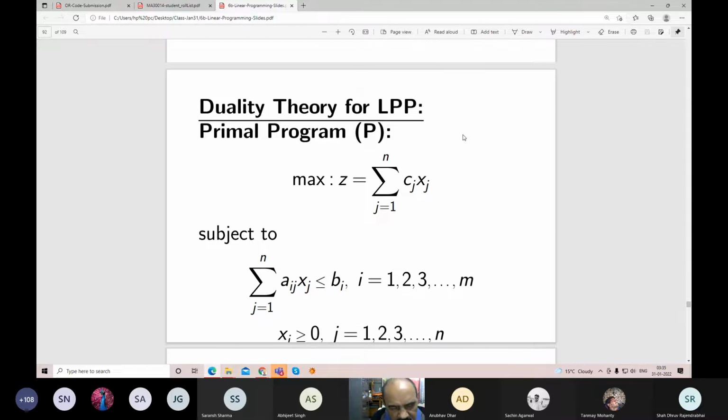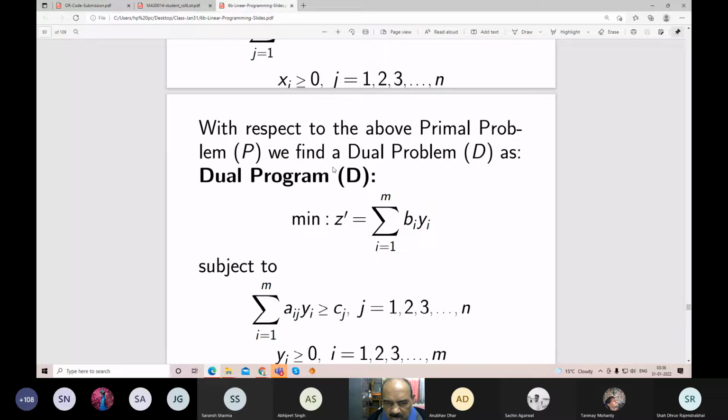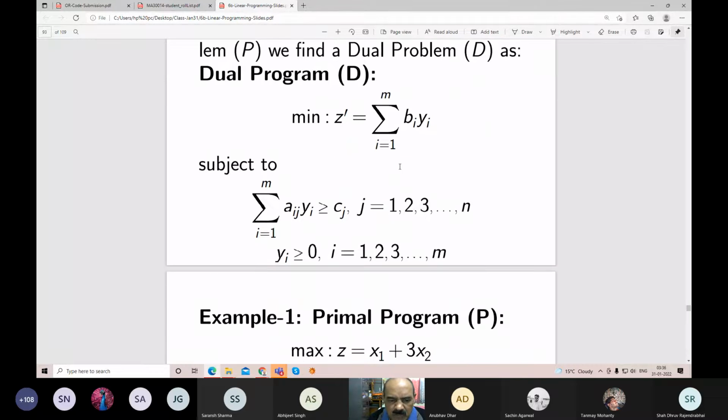Relationship in the sense, this primal problem having variables x1, x2, x3, etc. They are called primal variables, and these constants are called primal constants, and this objective is called primal objective function. Okay, this is primal. With respect to the primal, we have the dual program. What is the dual program? With respect to the primal, we have a dual program D. What is the dual program? Dual program is like this.